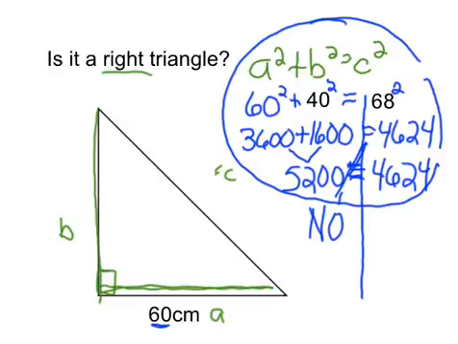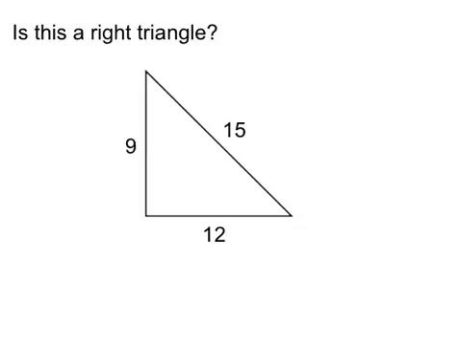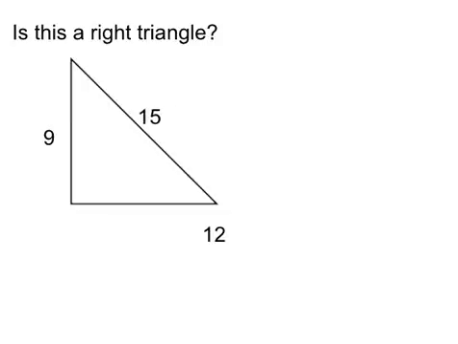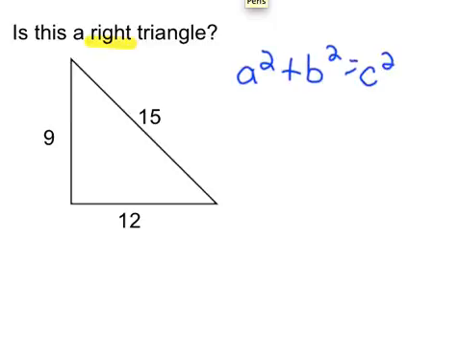So let's try another one of those. Here's a different set of numbers. And they're asking me, is this a right triangle? So because of that word, the word right, I'm going to write my Pythagorean theorem right away. A squared plus B squared equals C squared. Now remember, if this was a right triangle, these are my legs. So there's an A, there's my B, and my hypotenuse is C. So I'm going to find each of those and move those.